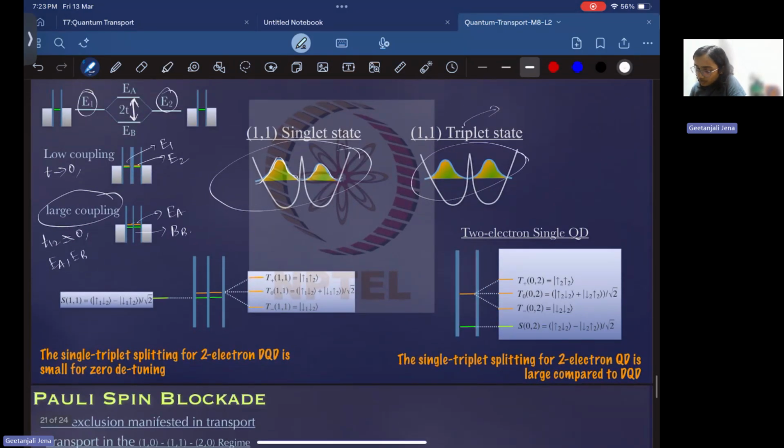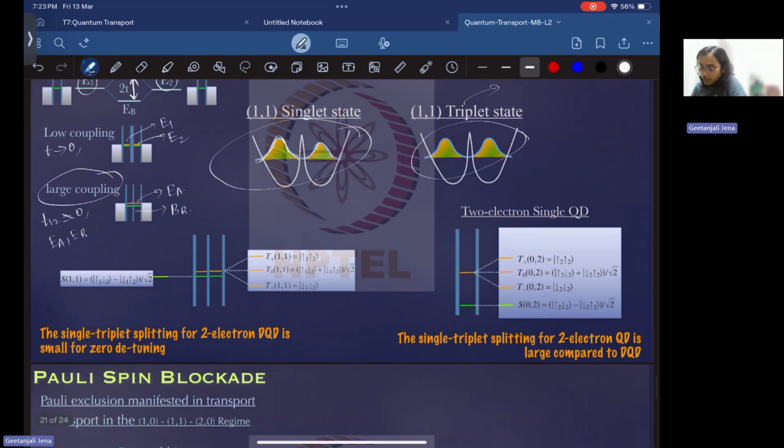And from this, what we can conclude is that for zero detuning, when T12 is less, the splitting between the singlet and triplet quantum dot system is very less.